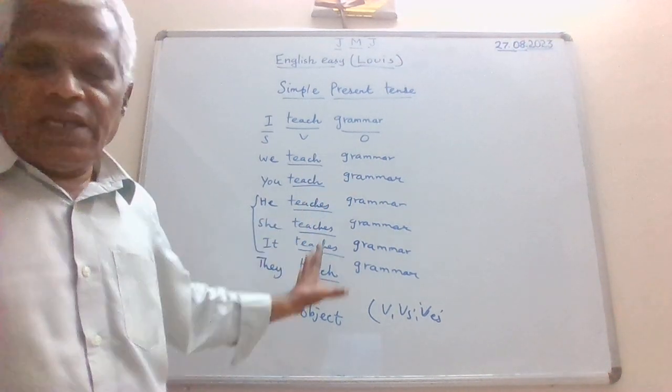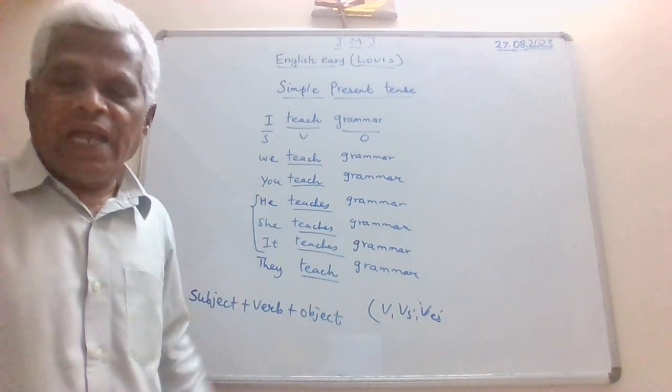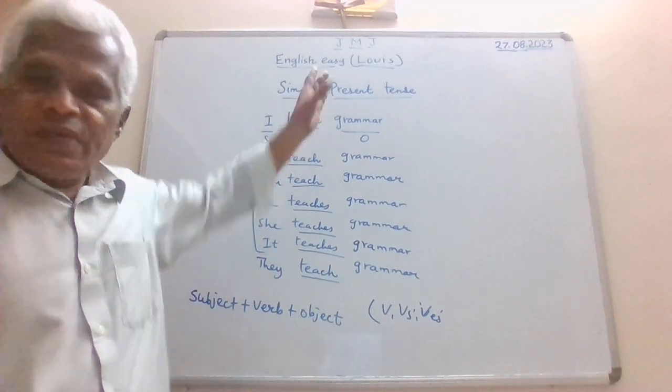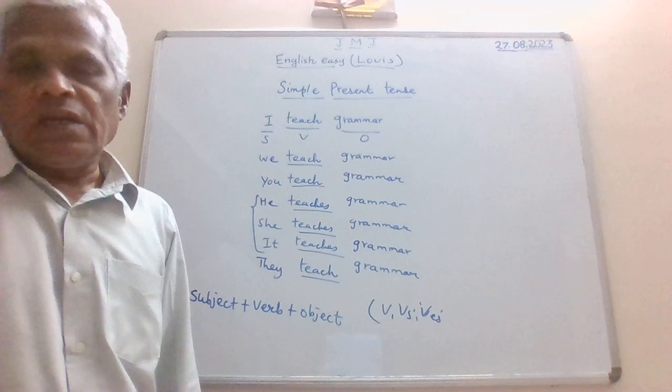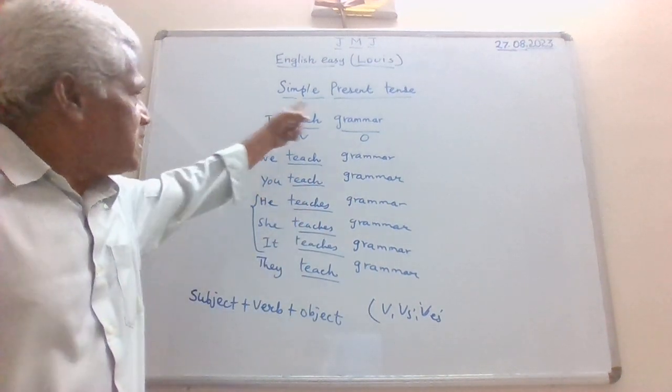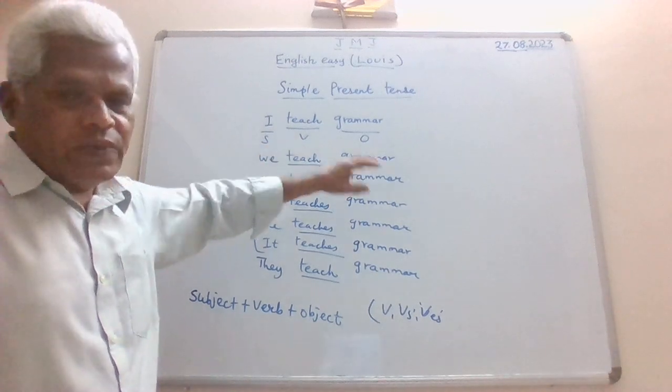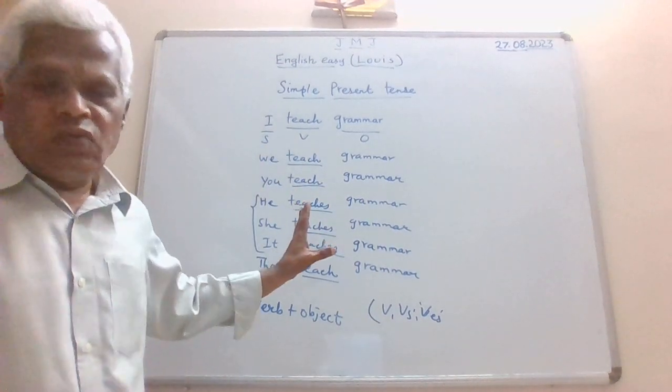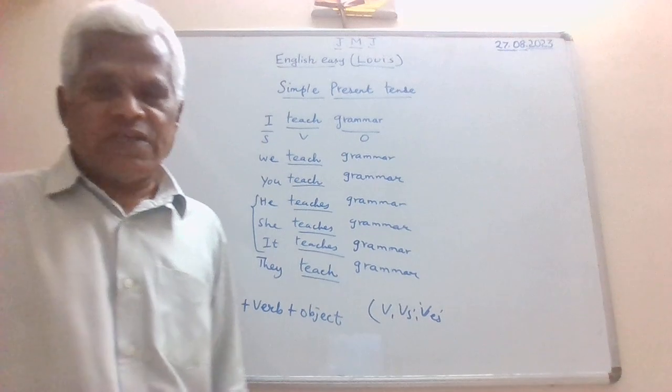Now since this is very little to understand, I will proceed with the past tense also now. Present tense is over. See, subject, verb, object is there. And then we move on to past tense. We move on to past tense immediately.